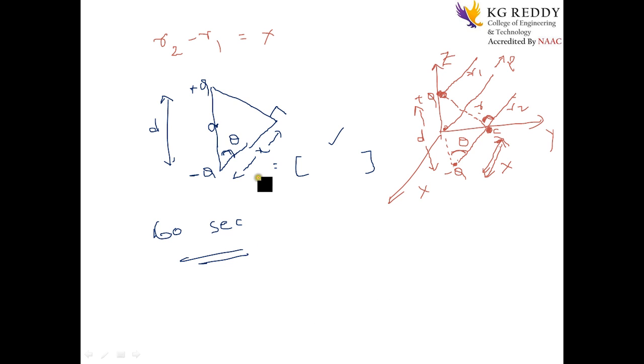So this is as simple as d cos theta. You can write it as d cos theta. This x value can be given as d sin theta, because if you see, this is a triangle, so this could be d cos theta, and this could be d sin theta. Now R2 minus R1.